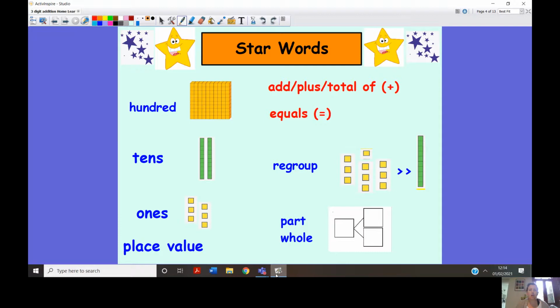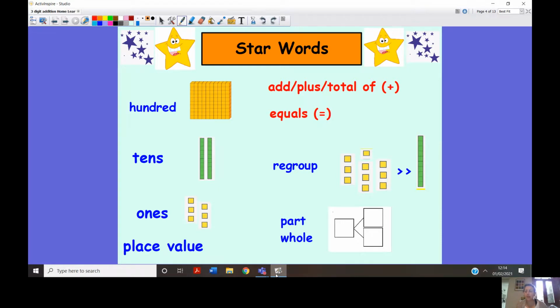So today's star words, we have 100, 10s, 1s, place value, regroup, add, plus, total of, equals, and everyone's favourite, part, whole.